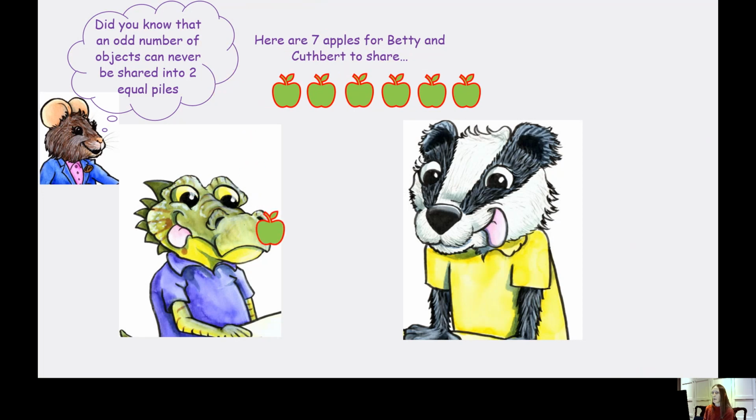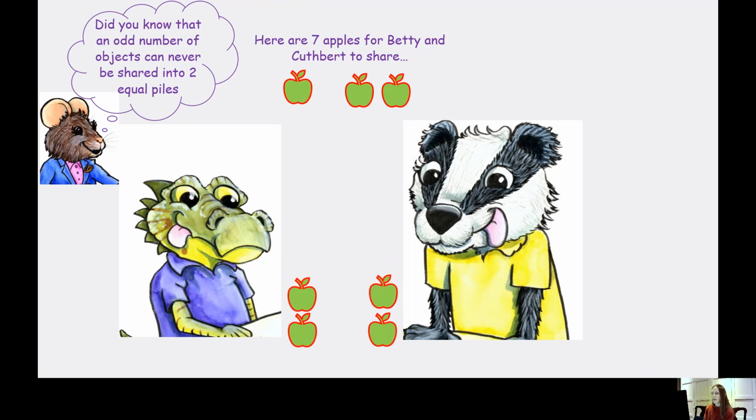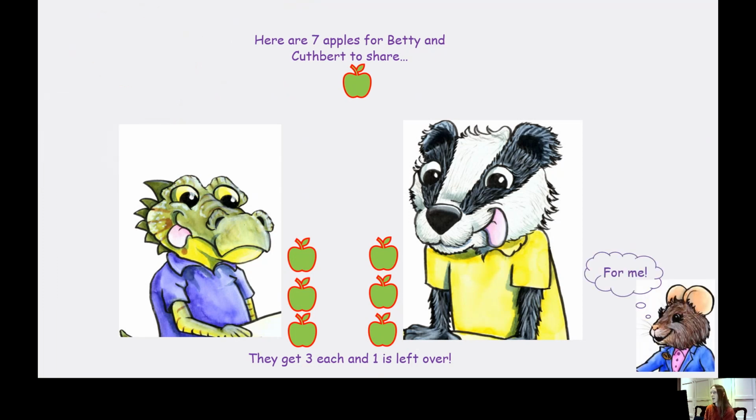So 1 for Cuthbert and 1 for Betty. Another for Cuthbert and another for Betty. Third one for Cuthbert and a third one for Betty. But oh dear, they've got 3 each, but we've got 1 left over. What can we do with that 1 left over? Oh, I think Maureen's got an idea.